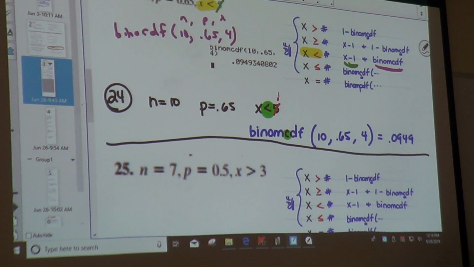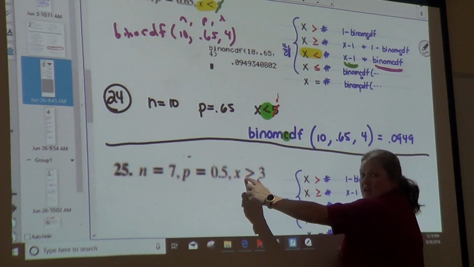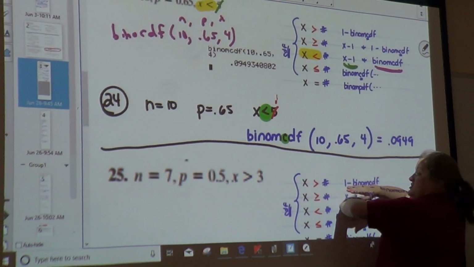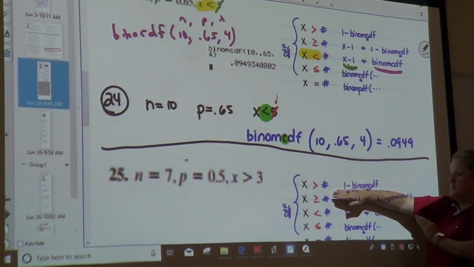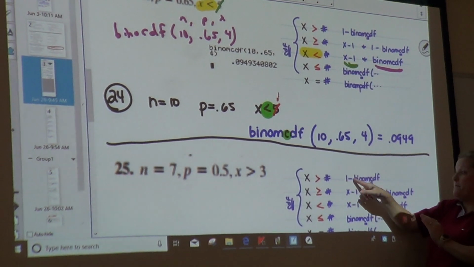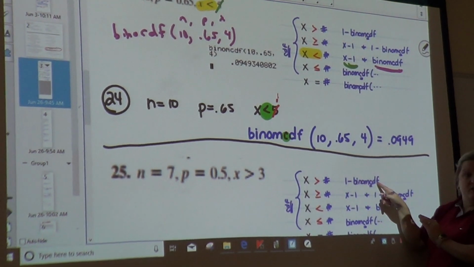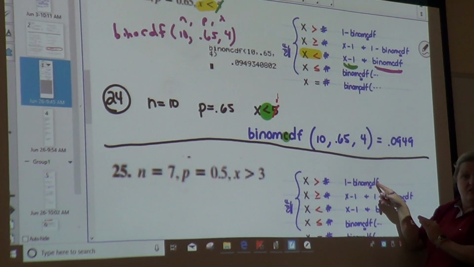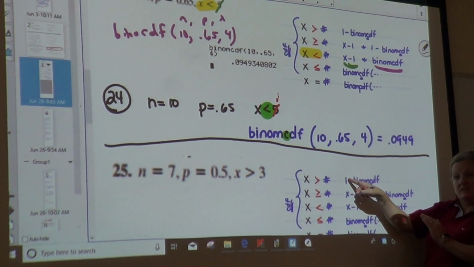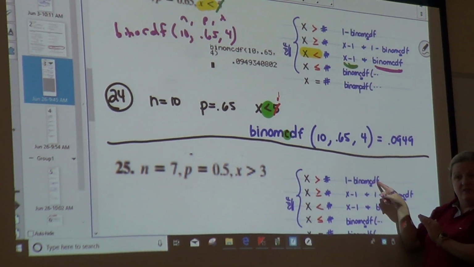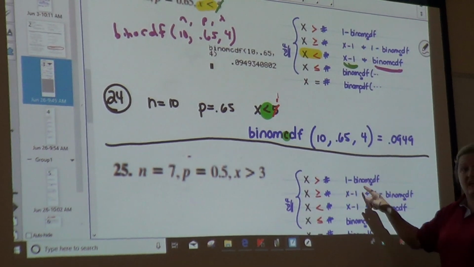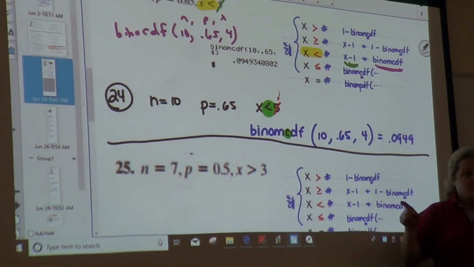Now, for this one, it's a greater than, which is this rule. You're gonna do 1 minus the binomial CDF. So in your calculator, you're gonna type in 1 minus the binomial CDF, and you're gonna use these numbers exactly, because it didn't tell you to take 1 away from the X.